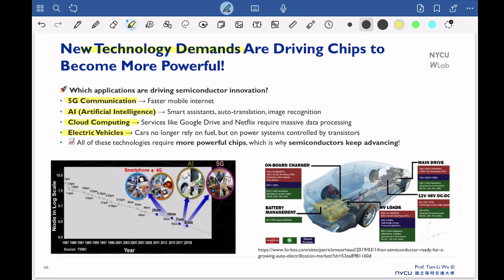So that's why you can imagine that semiconductor can be a technology that will never end, because as humans, we always want more advanced technology to benefit our life. And once we have a very advanced technology, at the bottom we always need a very advanced semiconductor to make this technology possible.